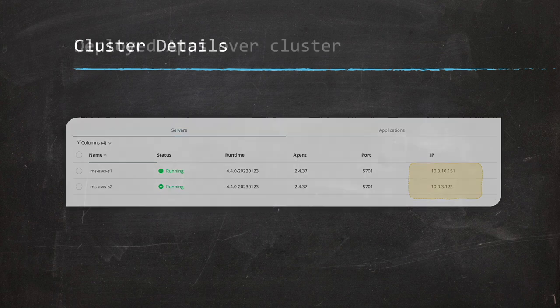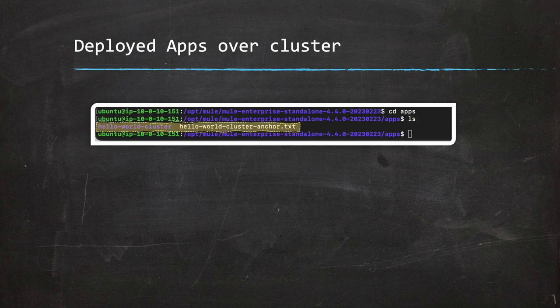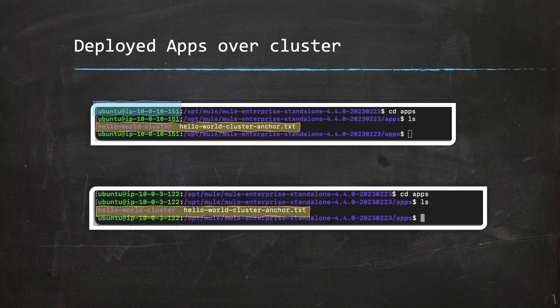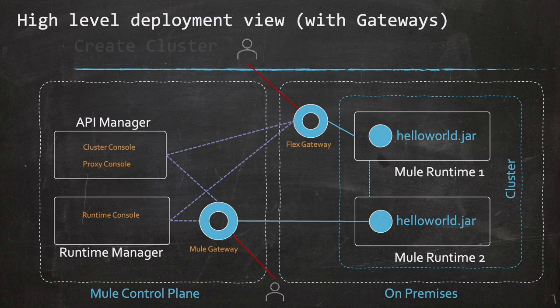You can also verify that these runtimes are separate and are deployed on their respective runtimes. You can see the Hello World cluster app on both the terminal windows as well. Just to verify, two Hello Worlds are deployed in a cluster marked in blue dotted boxes. The Hello World app resides under Mule Runtime 1 and Runtime 2.